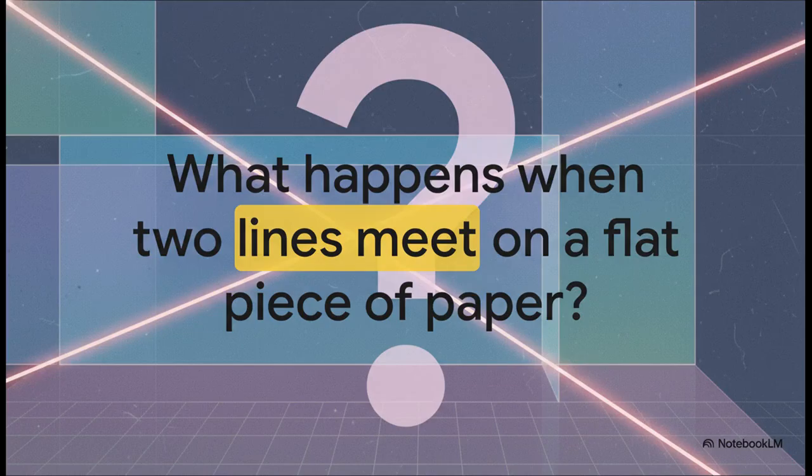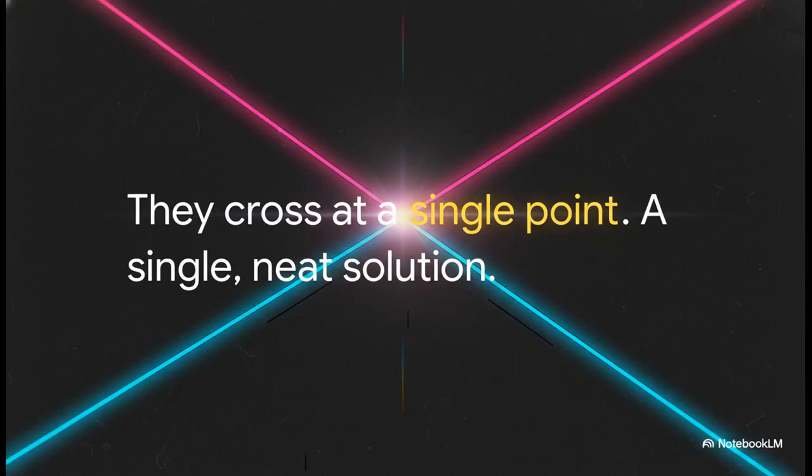Okay, so let's start with something super familiar. Think way back to your first geometry class, right? You've got two straight lines on a flat piece of paper. What happens when they meet? Exactly. As long as they aren't parallel, they cross at one single spot. It's this neat, tidy little point. And in the world of algebra, we have a name for that intersection. We call it a solution. It's simple, it's clean, and honestly, it's totally predictable.